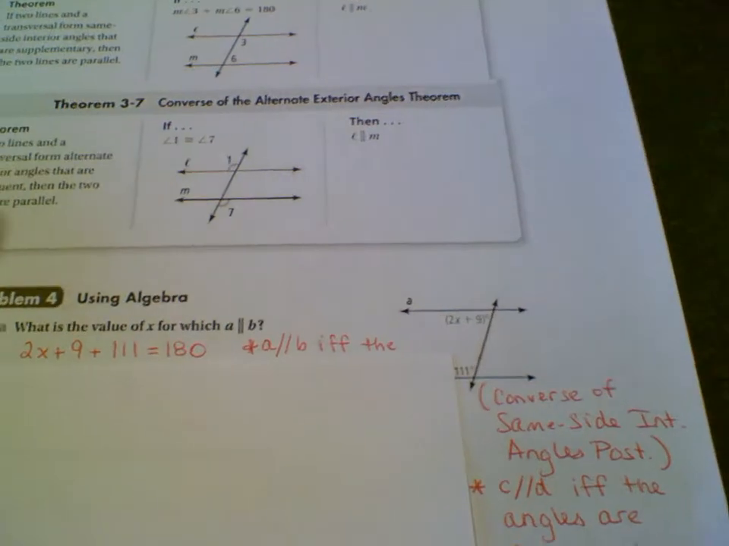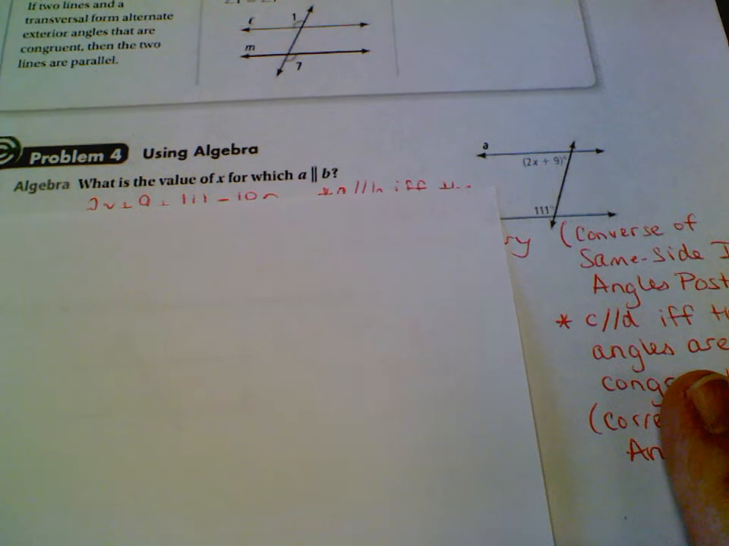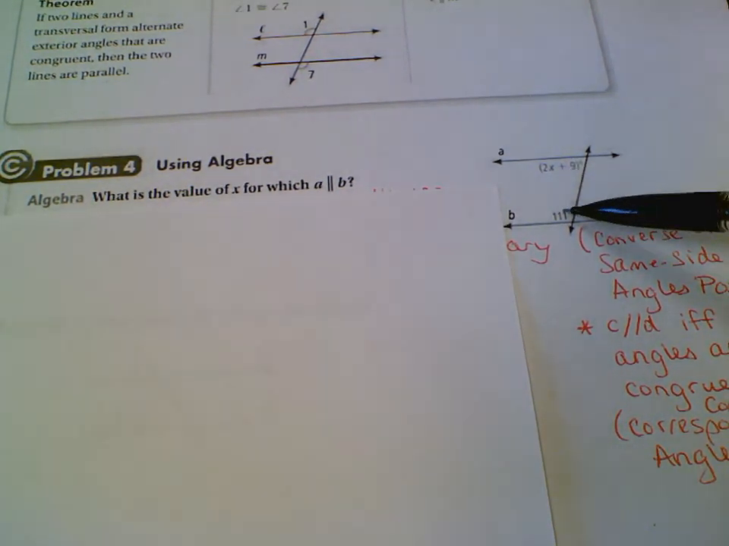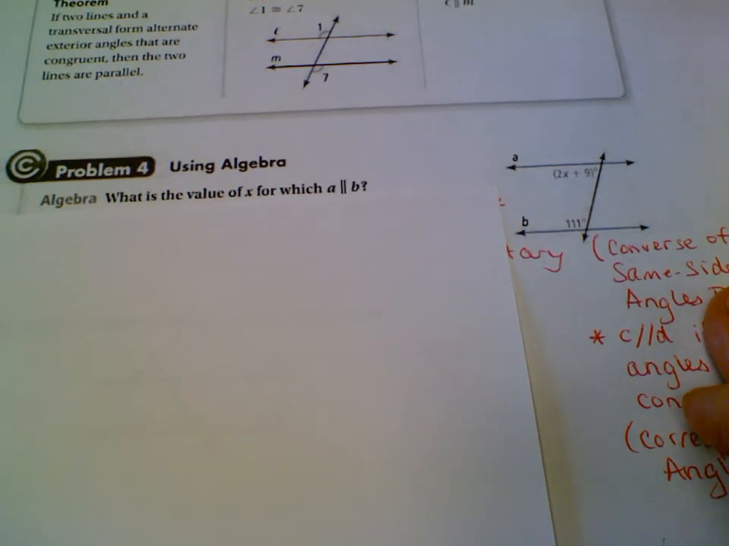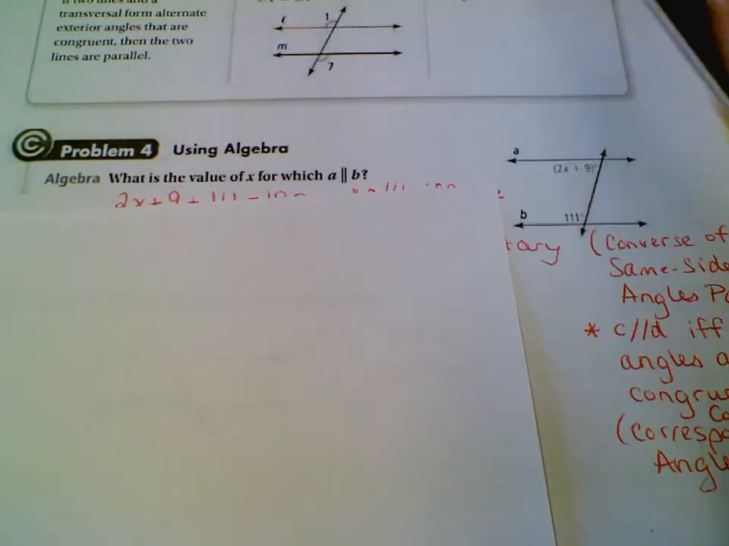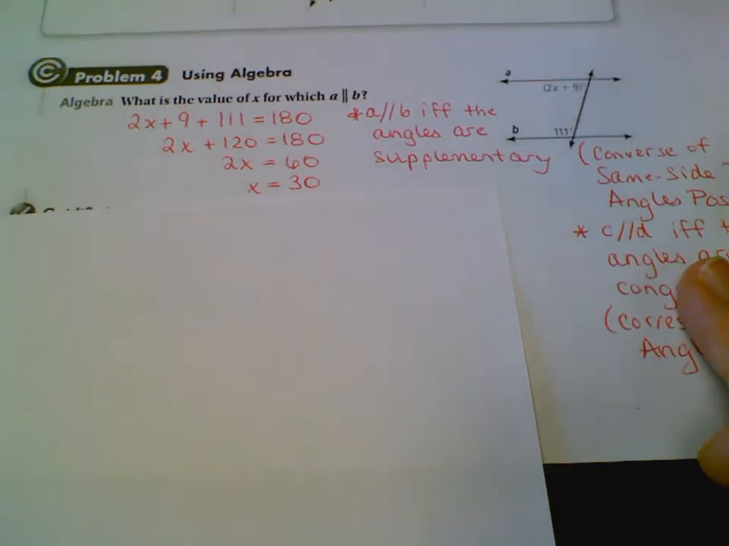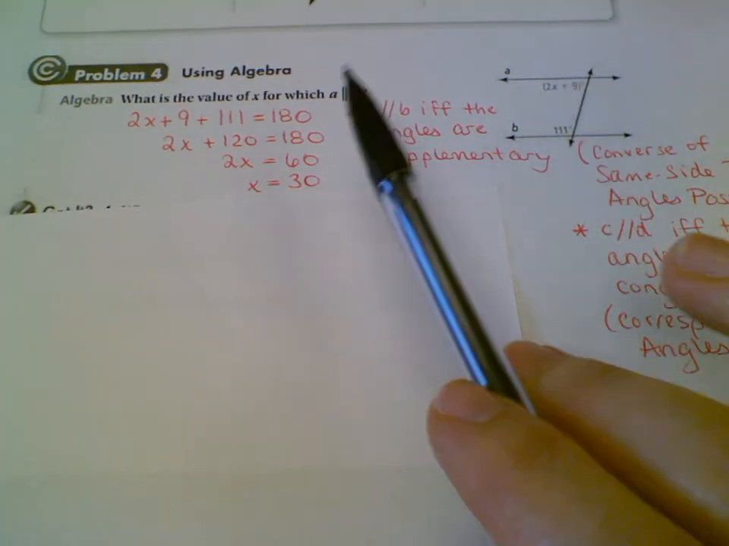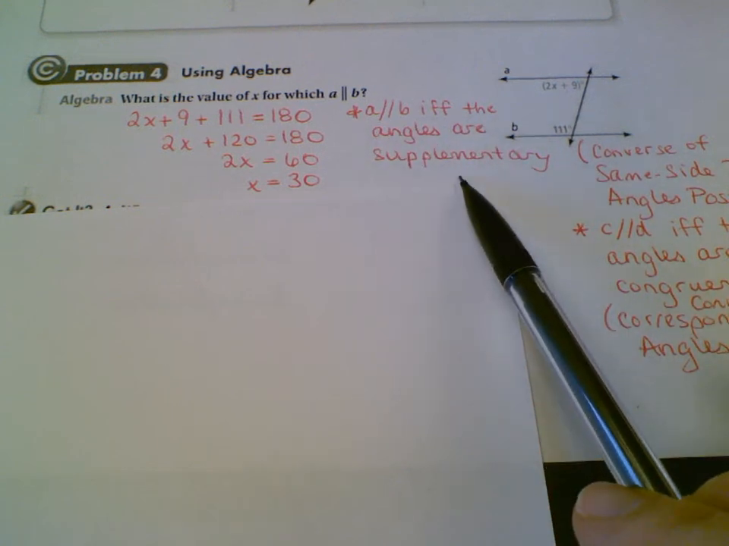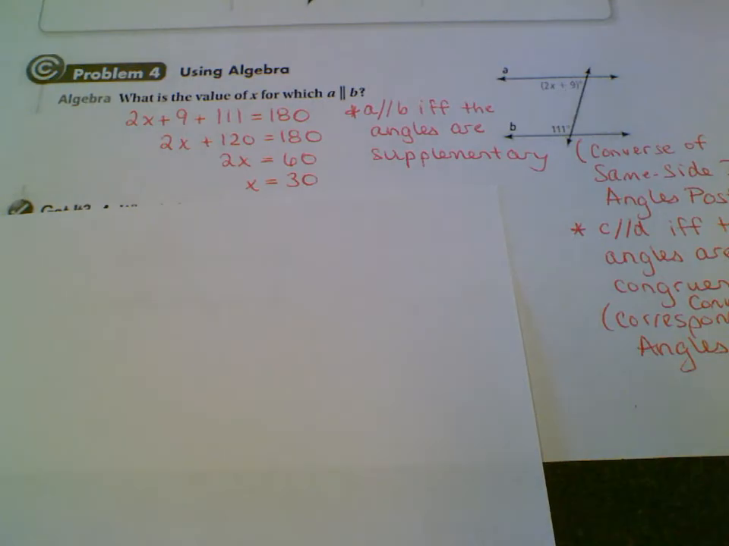So here is my first problem. It wants me to find the value of x for which A and B would have to be parallel. Well, if these are going to be parallel, I look to see what kind of angles these are. The first thing I notice is that those angles are same side interior. And according to the converse, same side interiors have to be supplementary in order for the lines to be parallel. So I would have to add these two and set them equal to 180, because they would be parallel if and only if the angles are supplementary. So then I would solve. I combined my like terms, subtracted 120, divided by 2, and got x equaling 3.